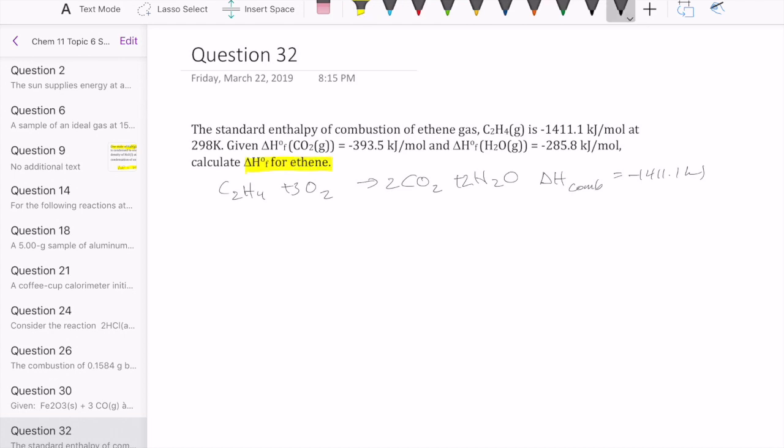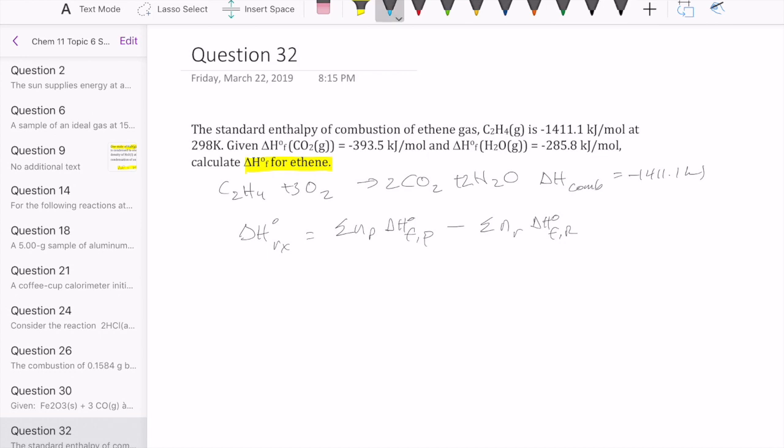If you remember when we talked about enthalpy of formation, we had this really useful formula, which is that the enthalpy of any reaction can be calculated by the sum of the formation enthalpy of the products times their number of moles, minus the sum of the formation enthalpy of the reactants times their number of moles. And so we can use that to help us figure out the enthalpy of formation of ethene.